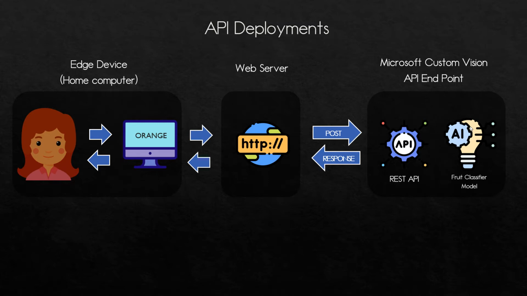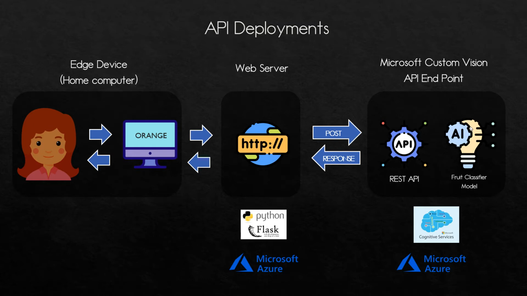Now, let's take a closer look at the web server component. Our web server is deployed on Microsoft Azure, and it's using Python and Flask to host the web server. In addition, the endpoint is also hosted on Azure, running cognitive services, as we've covered in previous videos. Let's take a deep dive into the web server component and see how it's able to call the API. And also, we will look at the endpoint API and see how to use that.